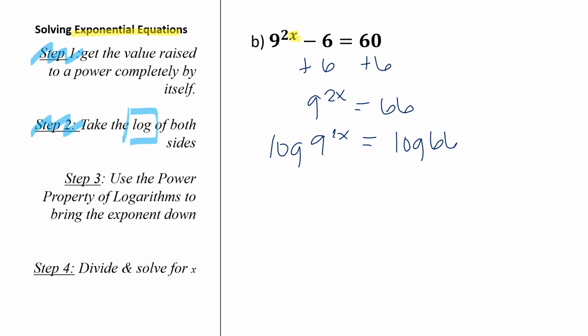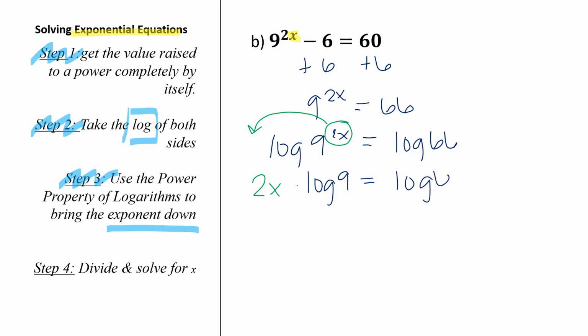Step 3, now we're going to use the power property to bring the exponent down. So you can only do this once you take the log of both sides. But once I've taken the log of both sides, now I'm going to take this 2x and bring it down to the front. So that would be 2x times log of 9 equals log of 66.